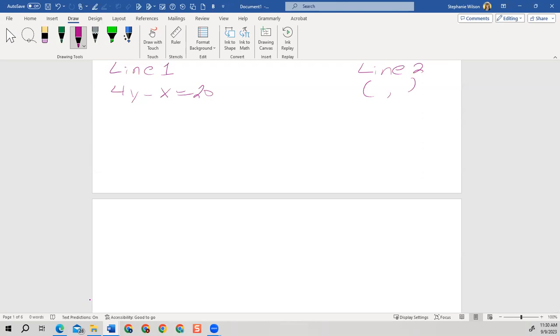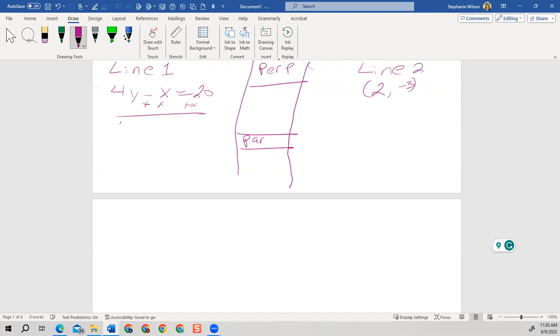All right. So what we're going to do is the perpendicular and the parallel. They want us to do both, okay? So let's solve for this. Well, I'm going to have to add the x to both sides because it's negative. So I got 4y is equal to x plus 20. I'm going to divide by the 4 because the coefficient on y needs to be positive 1 and it's positive 4. All right, so I got 1/4 x plus 5.